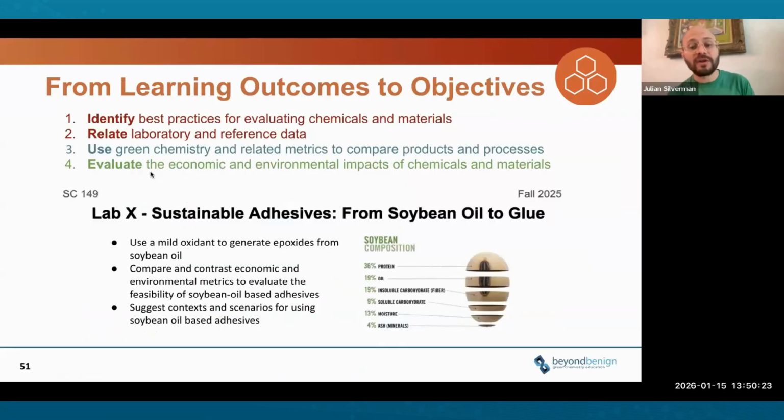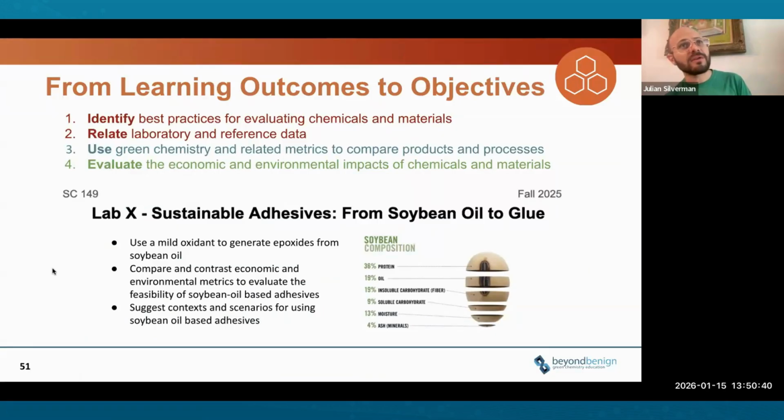And so what this actually looked like in my course, this is a screenshot of the actual image from the top of the lab that we did. And you can see that there were some chemistry specific ones, right? Like using a mild oxidant, but then also looking at incorporating some of these economic metrics.